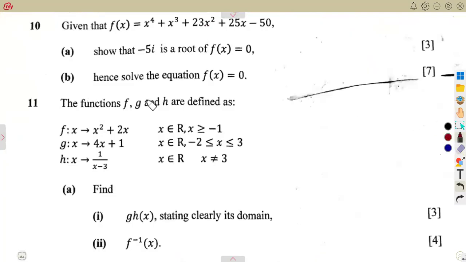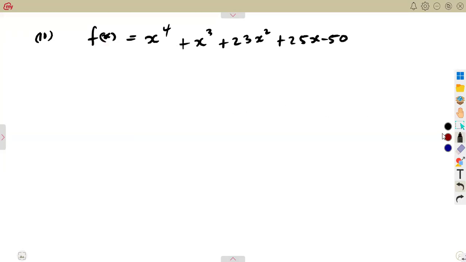All right. Then on the other part, you were given question 10, back to complex numbers. So you shall also try to work with these topics separately, our complex numbers also. We are given f of x, and from this f of x, show that minus 5i is a root of f of x equal to 0. This is our f of x. We are given that f of x is x to the exponent of 4 plus x cubed plus 23x squared plus 25x minus 50, like this. So we have a condition where we need to prove that x equal to minus 5i is a root.